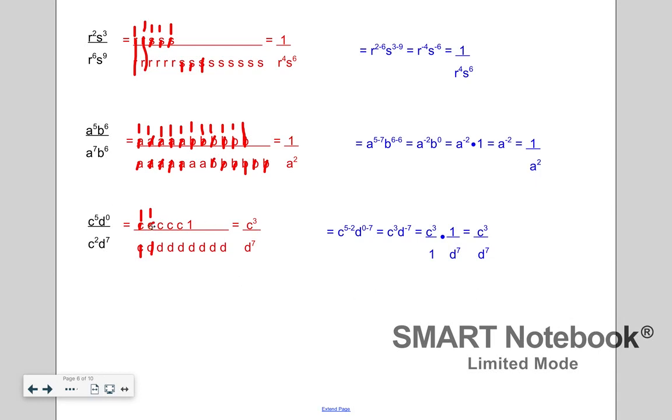Over here again, I just wanted to point out, I have d to the 0. I said, oh, wait, anything to the 0 is 1. So I just replaced the d to the 0 with 1. That's where that 1 came from over there. All right, so again, push pause. If I go too fast, you can always rewind.